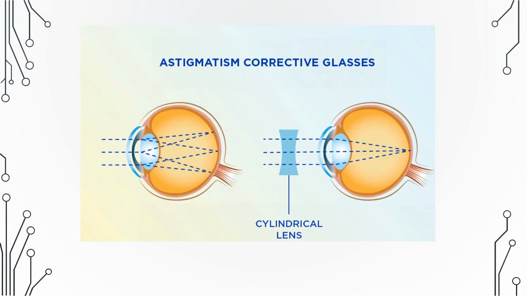The corrective lens that we use for astigmatism is the cylindrical lens. These lenses are designed to correct the uneven curvature. So that's what we use, the cylindrical lens, for correcting astigmatism.